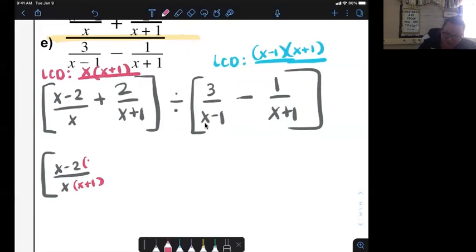All right, so our first fraction within a fraction is missing the x plus 1 component. So I'm going to multiply the top and the bottom by x plus 1. The second fraction is missing the x component. So I'm going to multiply it by x. Sorry, I was trying to color code those for us.